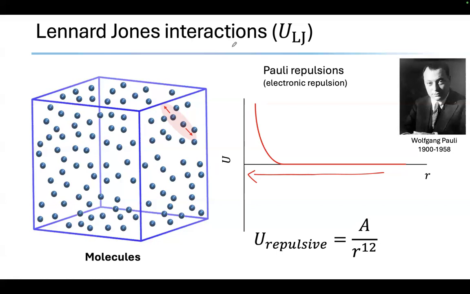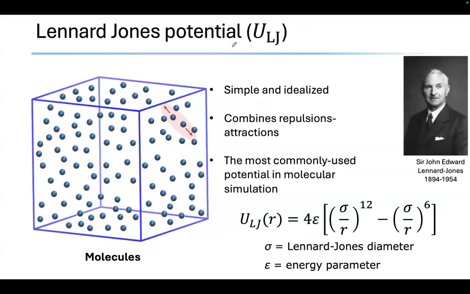Now, if you combine what van der Waals and Pauli's principles put together give you, then you end up with the standard Lennard-Jones formulation, which looks like this. The Lennard-Jones formulation has this r to the 12 that we saw due to Pauli's repulsion, and also the attraction caused by the r to the 6.